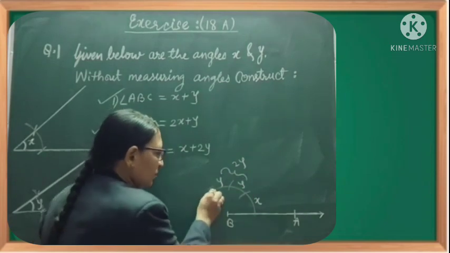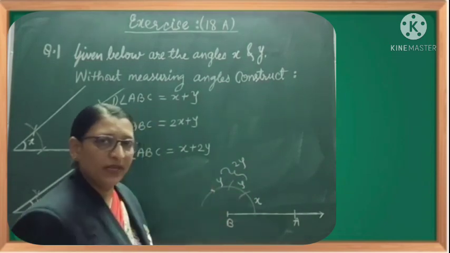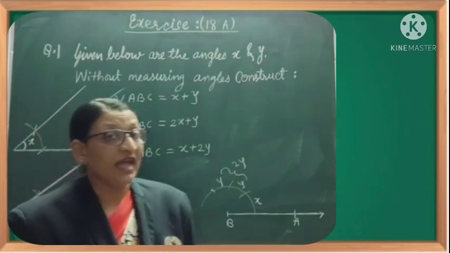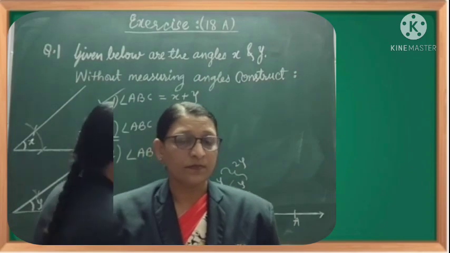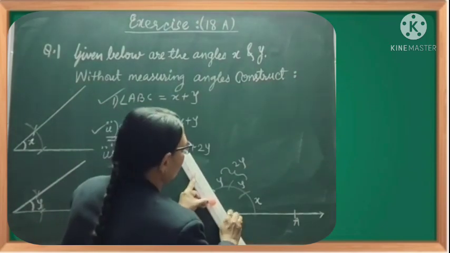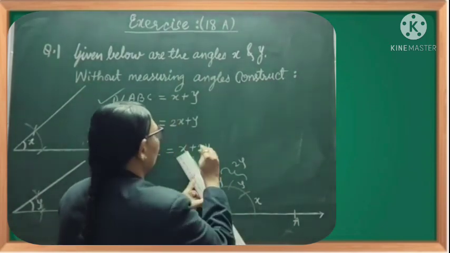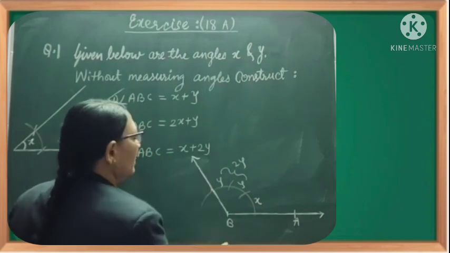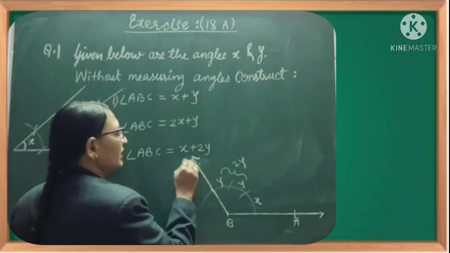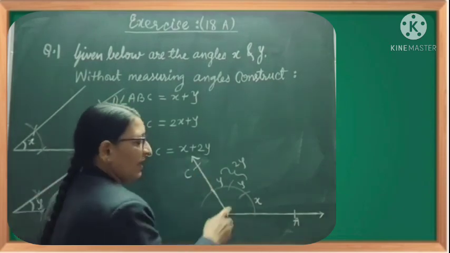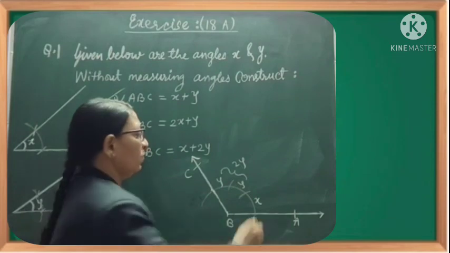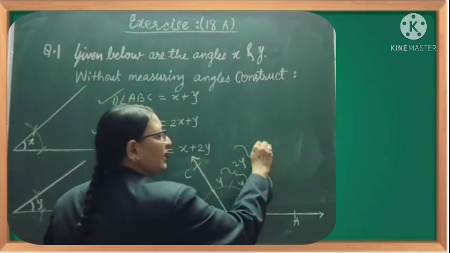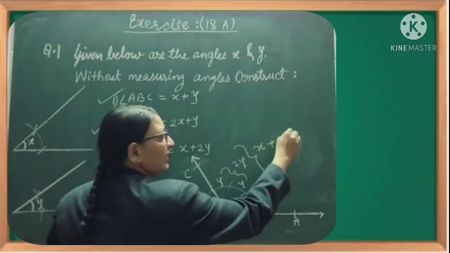And this point we will join with the vertex B. So our angle ABC will be ready. Here we give vertex C, and this is an angle ABC with the measure x plus 2y.